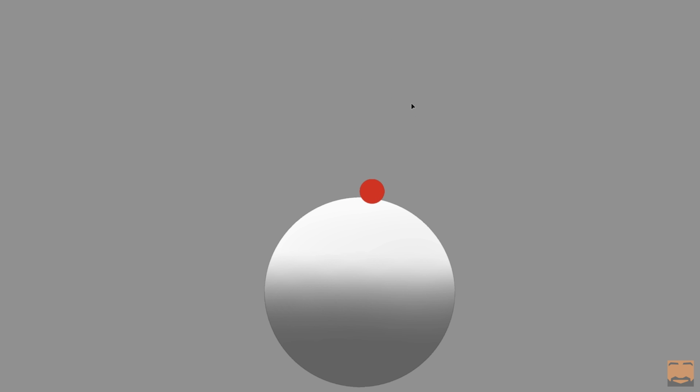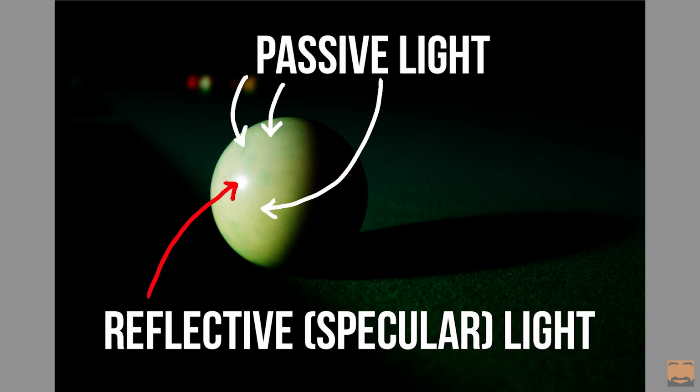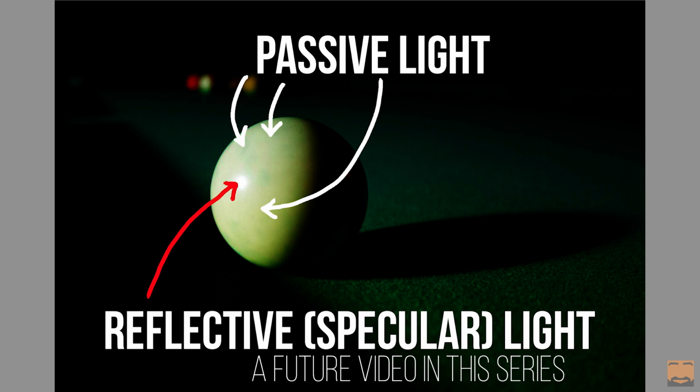Now I'm talking about, there's actually two types of lighting we're going to discuss later. This is just a passive light, which is just when you're looking at this sphere, as you walk around it, none of these lights and shadows are going to move. There's another type called reflective. You think about the little bright lights on billiard balls or snooker balls or whatever. That's not the kind of light we're talking about.